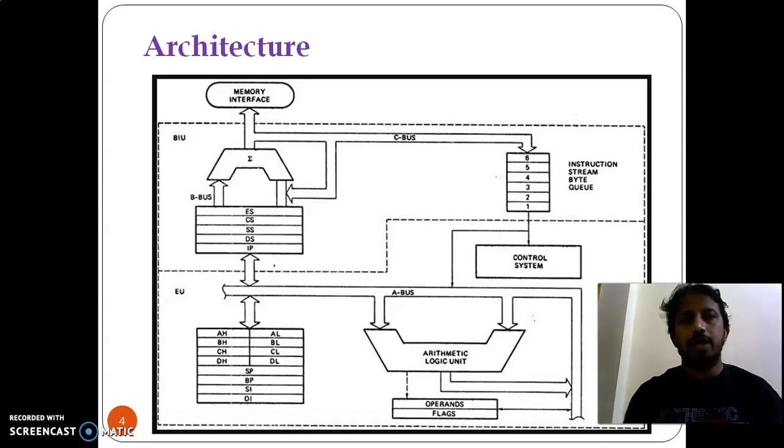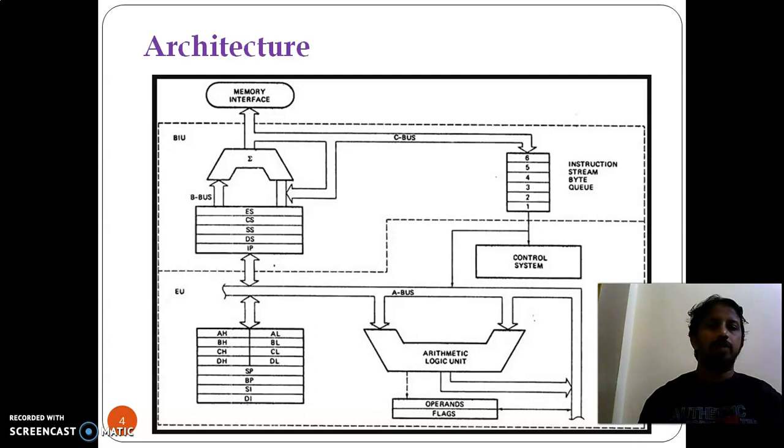ALU is nothing but the arithmetic and logical unit, which carries out a lot of arithmetic operations as well as logical operations in the 8086. This ALU is a 16-bit ALU. The operating frequency of this microprocessor is 5 MHz, so automatically the ALU speed is also 5 MHz.